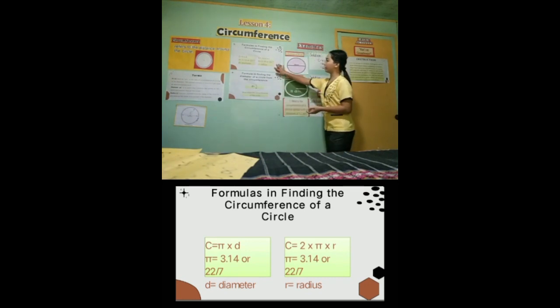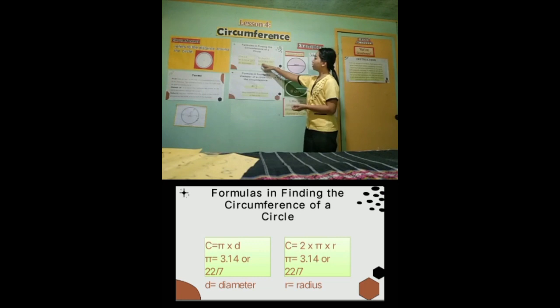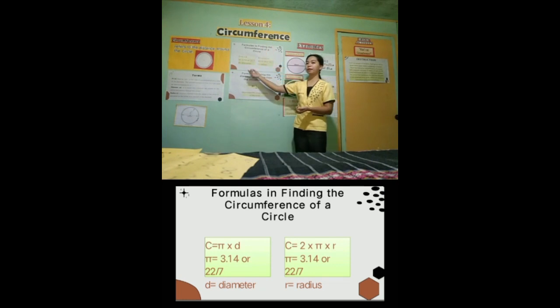So the next one is circumference is equal to 2 multiplied by pi multiplied by radius. So we are going to use this formula if the radius is given. Are we clear, people at the back?